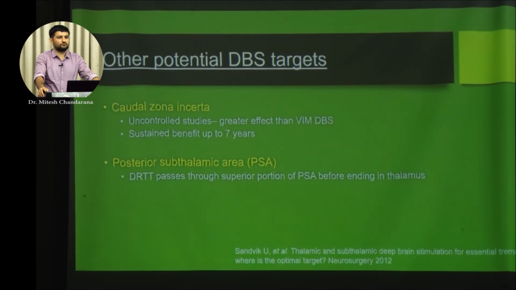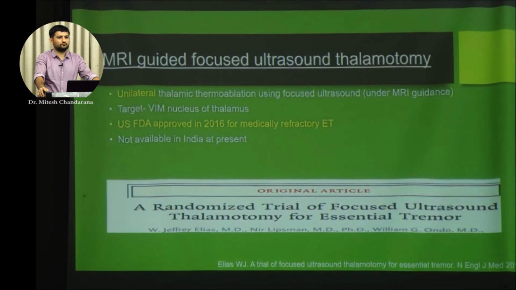Other potential DBS targets are caudal zona incerta. Uncontrolled studies have shown greater effect than VIM DBS in zona incerta DBS, and its sustained benefit has been shown up to 7 years. And posterior subthalamic area where the dentatorubrothalamic tract passes. These two are the potential next DBS targets for ET.